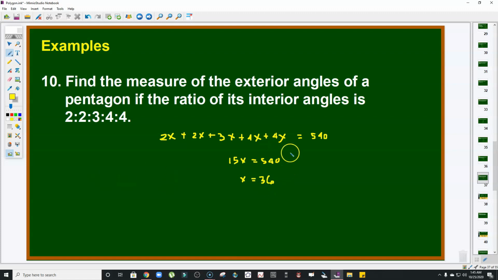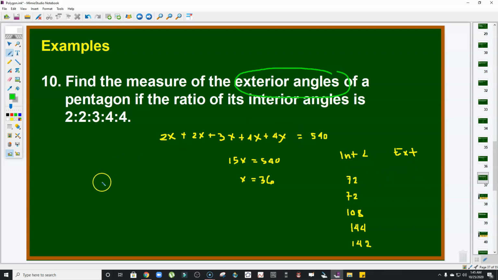So, therefore, 540 divided by 15, that is 36. Meaning to say, ito yung interior angle, ito yung exterior angle. Take note, we're looking for the exterior angle. Yung interior angle, 36 times 2 is 72. Same yan, 72 din. Okay, 36 times 3, that's 108. 36 times 4, that's 144. There you go. However, once again, we're looking for the measure of the exterior angles.